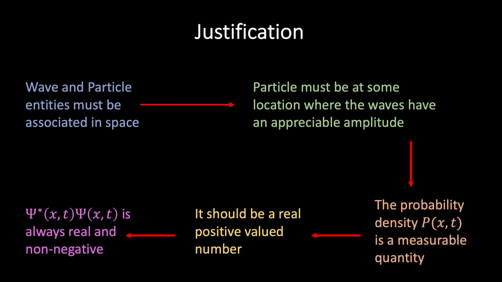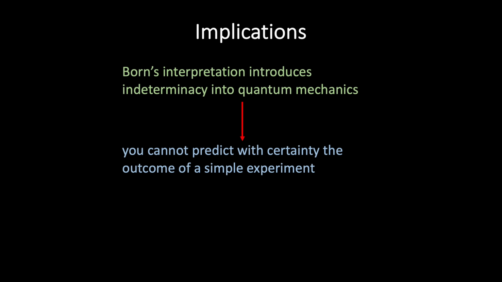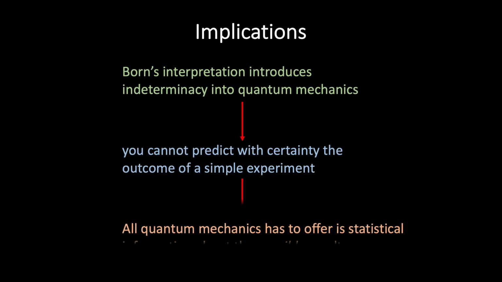So what's this all telling us? Born's interpretation introduces a kind of indeterminacy into quantum mechanics. For even if you know everything the theory has to tell you about the particle, in other words, you know the particle's wave function, you still cannot predict with certainty the outcome of a simple experiment to measure its position. All that quantum mechanics can offer is statistical information about the possible result of measurements. This indeterminacy has been deeply disturbing to physicists and philosophers alike, and it's natural to wonder whether it's a fact of nature or a defect of the theory itself.